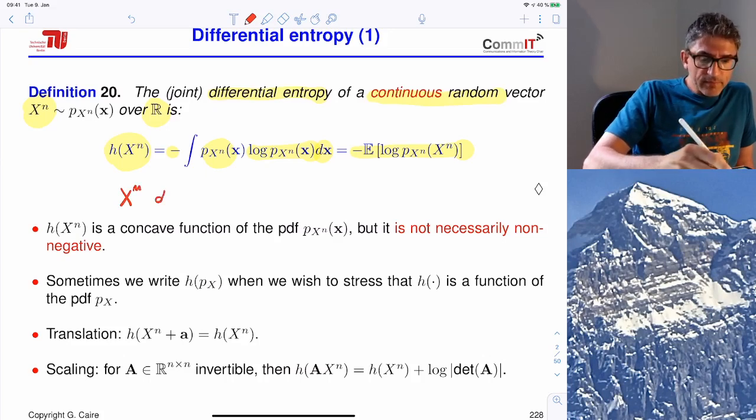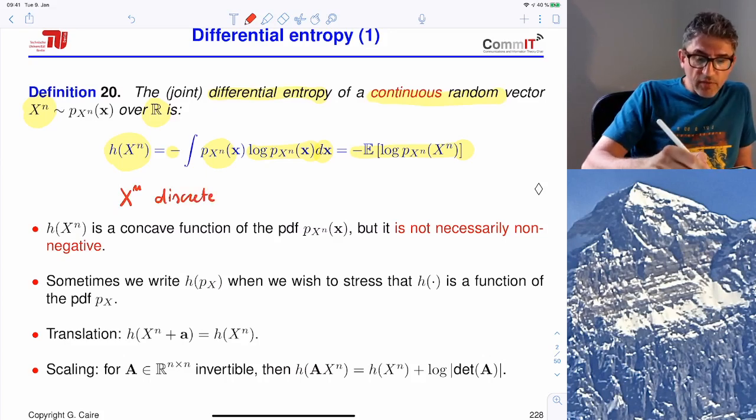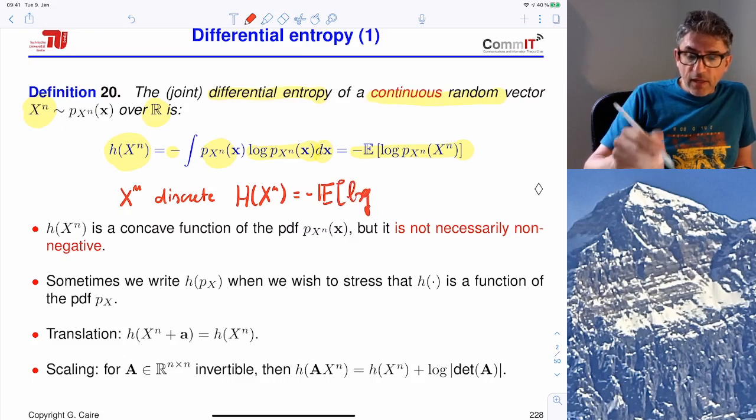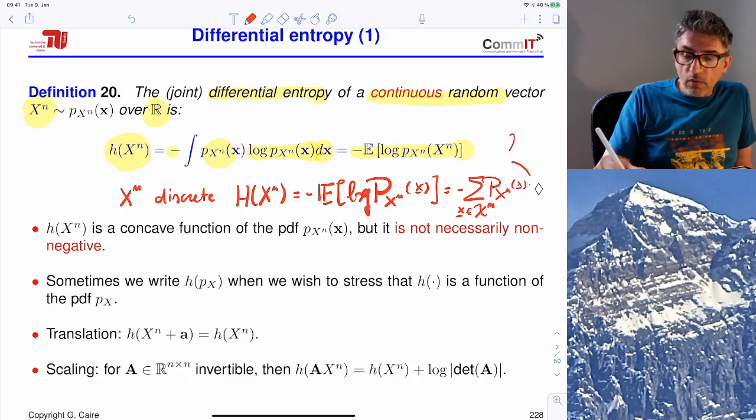When you compare this definition with the definition of entropy for a discrete random vector, what are the differences? Formally, the definition is very similar. The joint entropy of a discrete random vector, as we know, is minus the expectation of log, but here, instead of the probability density, we have the probability mass function, and written explicitly we have a sum over all possible values of our random vector in the alphabet X of p sub X^n of small x times log p sub X^n of small x.